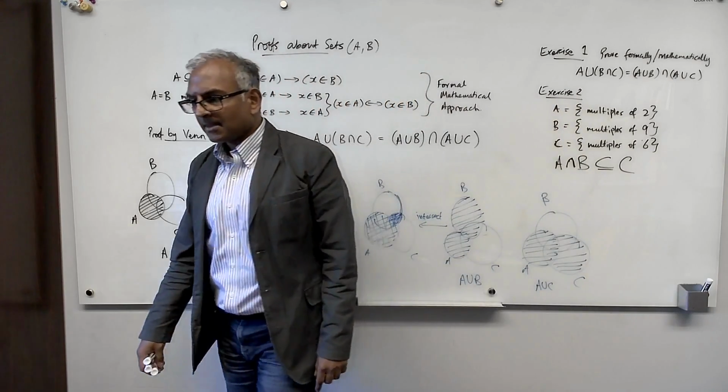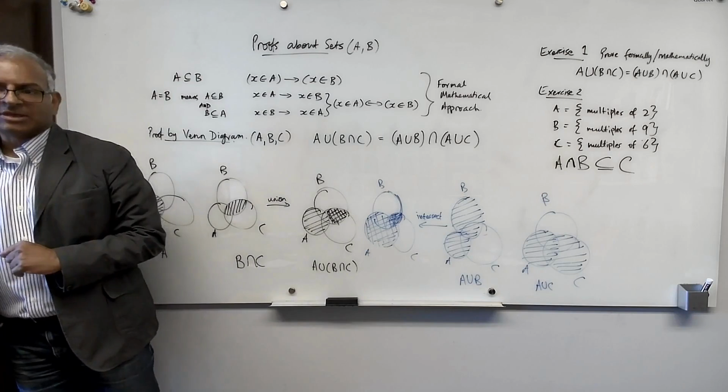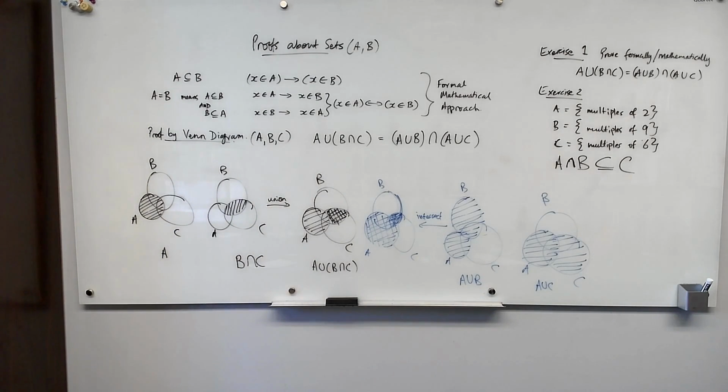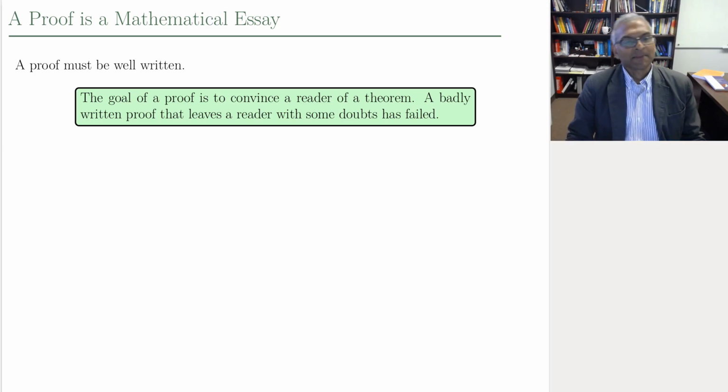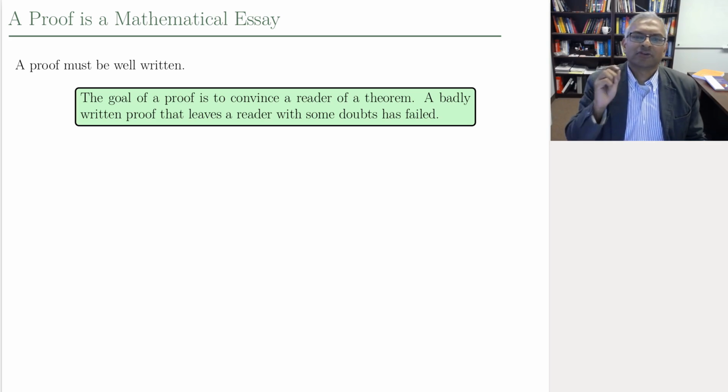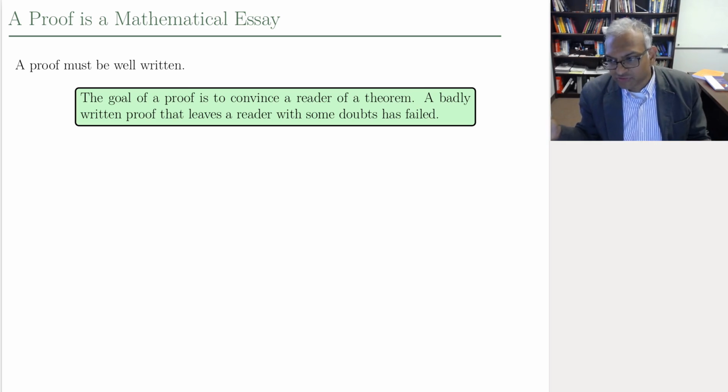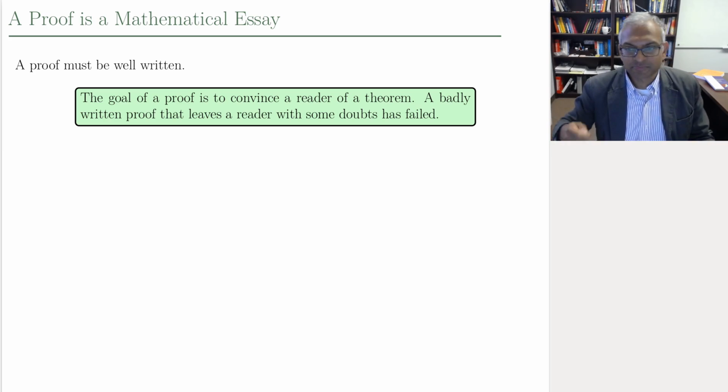Okay. And so let's talk about picking a proof template. Okay, quickly. How to write a good proof? Now remember, a proof is some kind of an essay that is supposed to convince the reader of something. And if it's not well written, it fails to convince the reader. Okay, it might leave the reader with some doubts. The proof has failed. It doesn't matter how correct the proof is. If it fails to convince, maybe because it's badly written, it has failed. Okay, so how do you write good proofs?